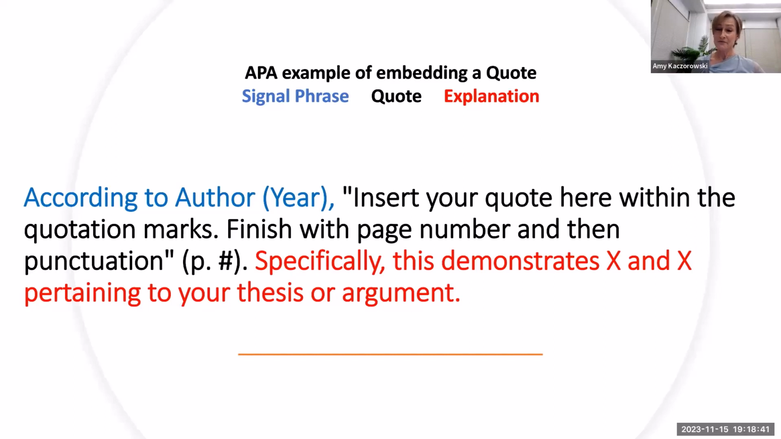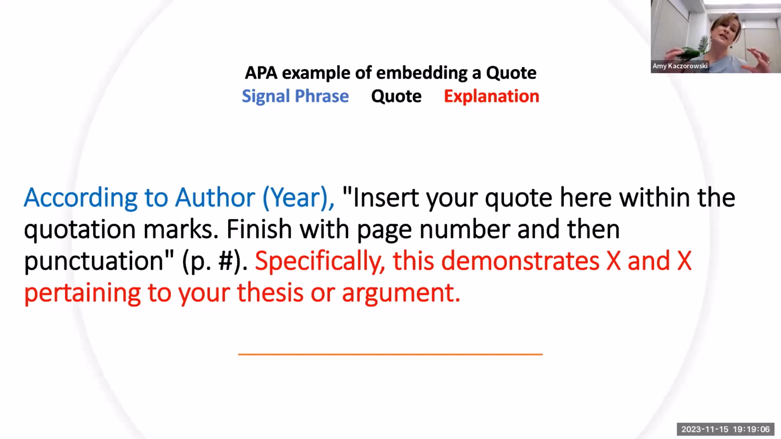And just like our quote sandwich, you have to finish it off. You have to explain it. And here we've used the transition word specifically. You could use significantly, specifically, and it goes on to explain, "This demonstrates X and X." You fill in the blank of how this relates to your topic, pertaining to your thesis or argument.